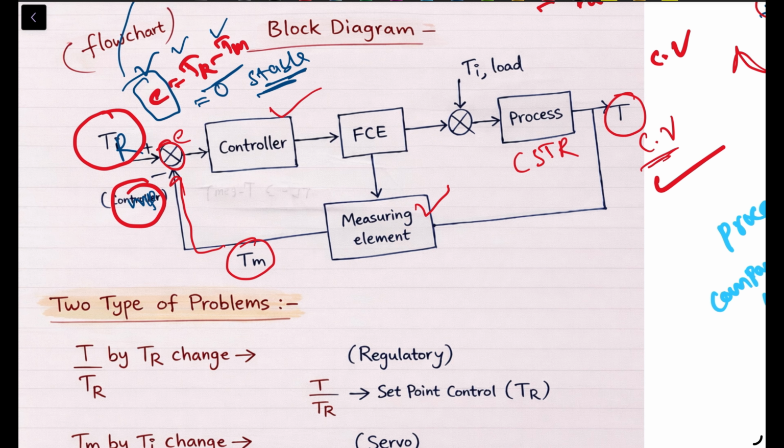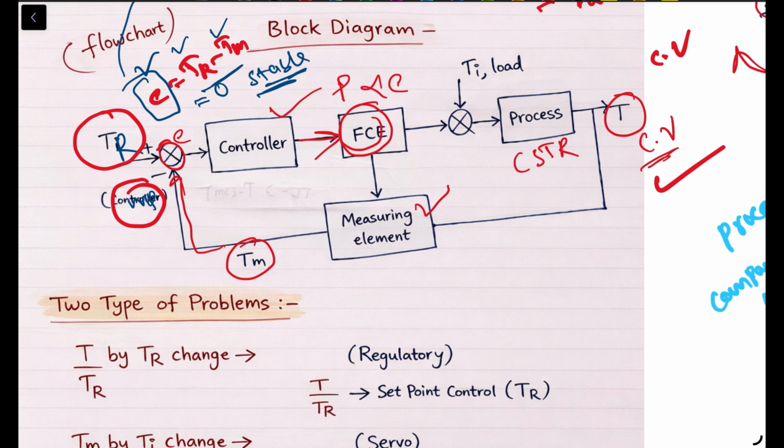Step 4 is the controller. So the error signal goes to the controller. The controller processes the signal and sends a control signal to the final control element. For example, if you use a proportional controller, the output signal is proportional to the error. Anyway, we discuss those things later, but still.